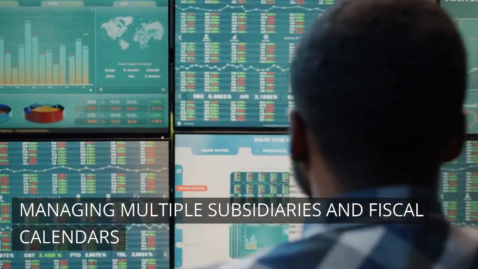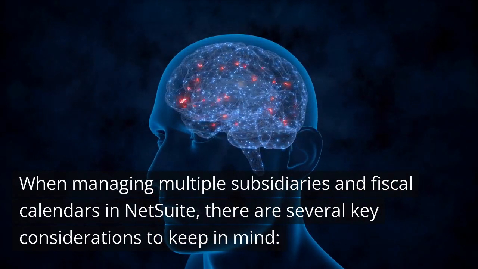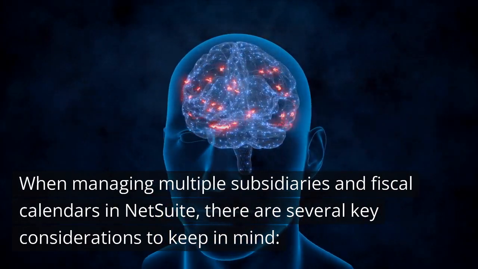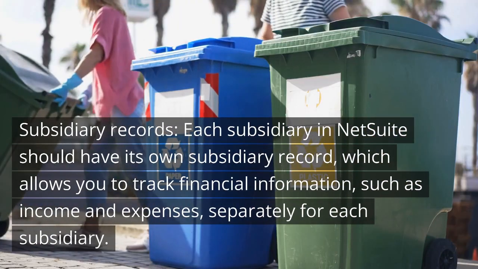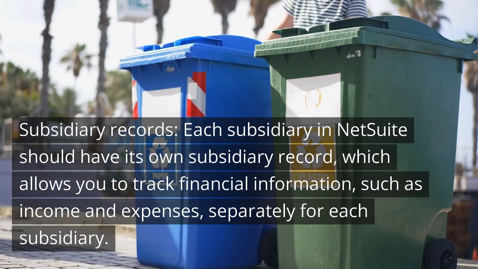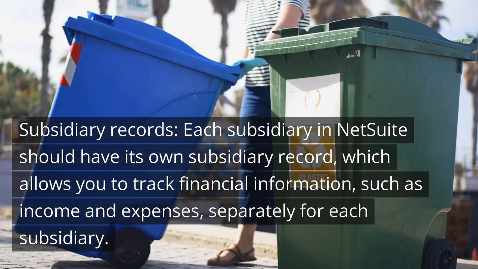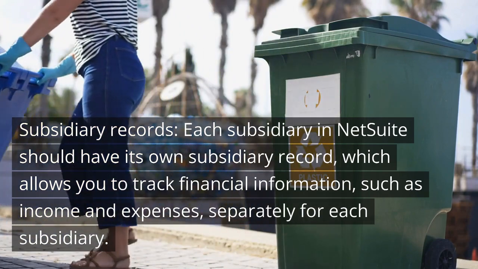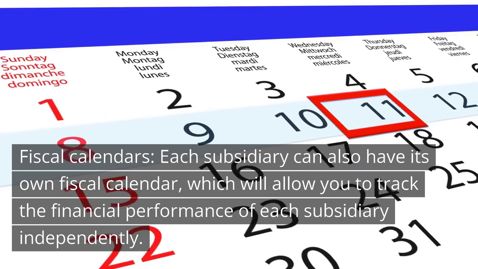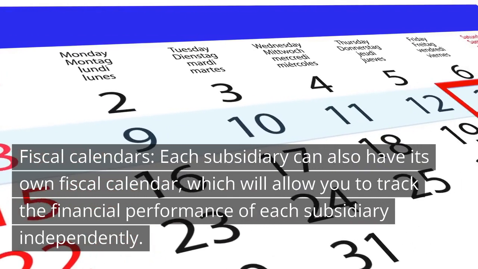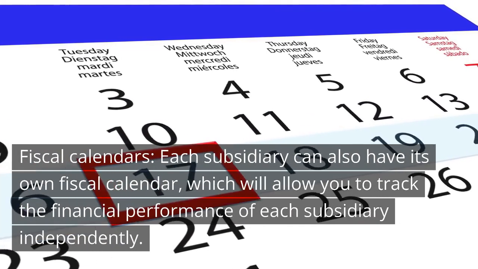Managing multiple subsidiaries and fiscal calendars. When managing multiple subsidiaries and fiscal calendars in NetSuite, there are several key considerations to keep in mind. Subsidiary records. Each subsidiary in NetSuite should have its own subsidiary record, which allows you to track financial information, such as income and expenses, separately for each subsidiary. Fiscal calendars. Each subsidiary can also have its own fiscal calendar, which will allow you to track the financial performance of each subsidiary independently.